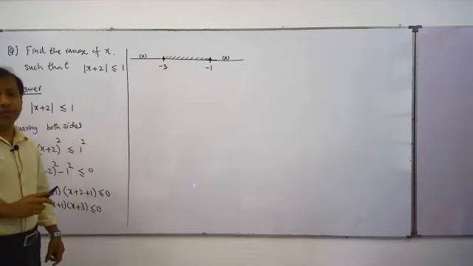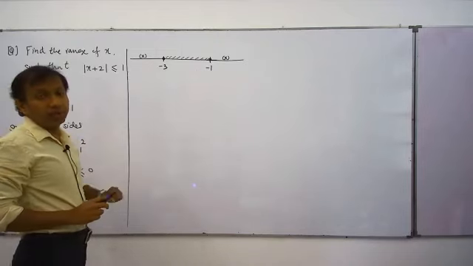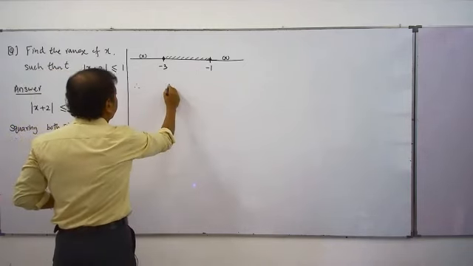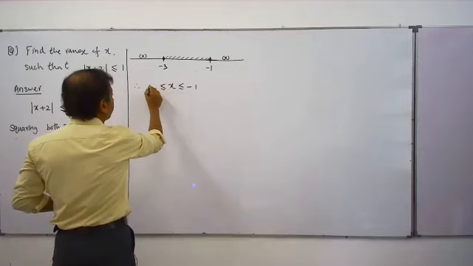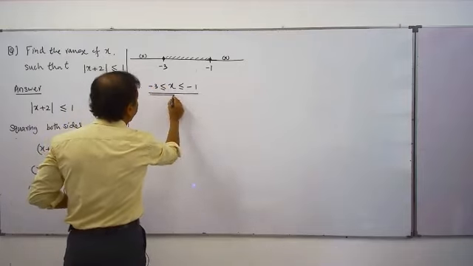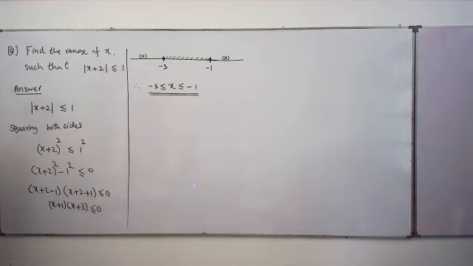Therefore, the required answer is x less than or equal to minus 1 and greater than or equal to minus 3. So x is less than or equal to minus 1, greater than or equal to minus 3. This is how we take the answer by using the squaring method.